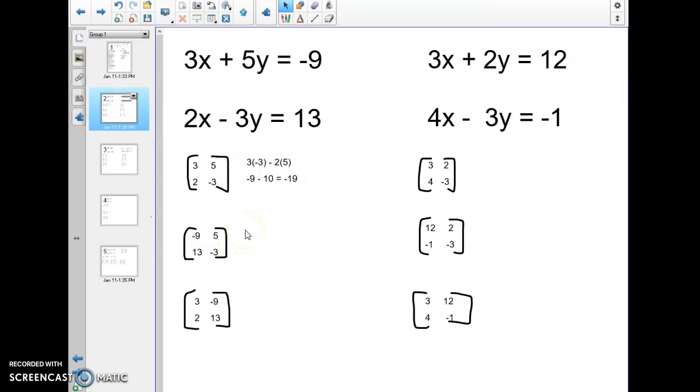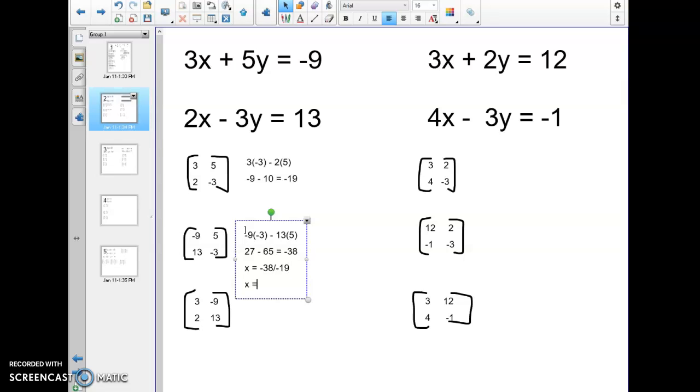Now for my x, negative 9 times negative 3 minus 13 times 5. So we have 27, sorry about that, minus 65 is equal to negative 38. So my x equals negative 38 divided by negative 19, which means x equals 2.